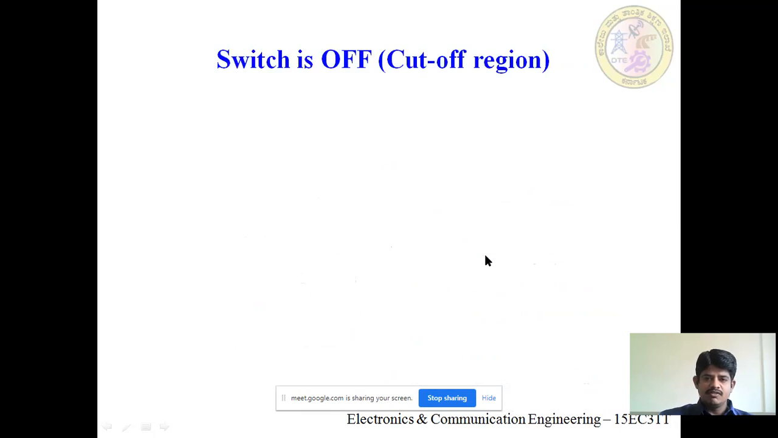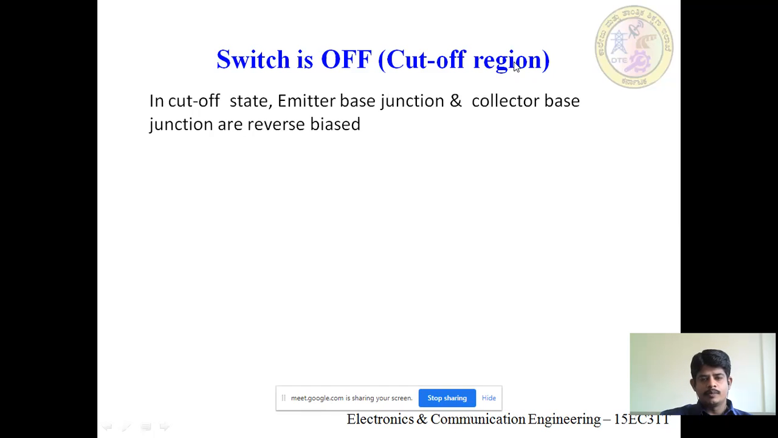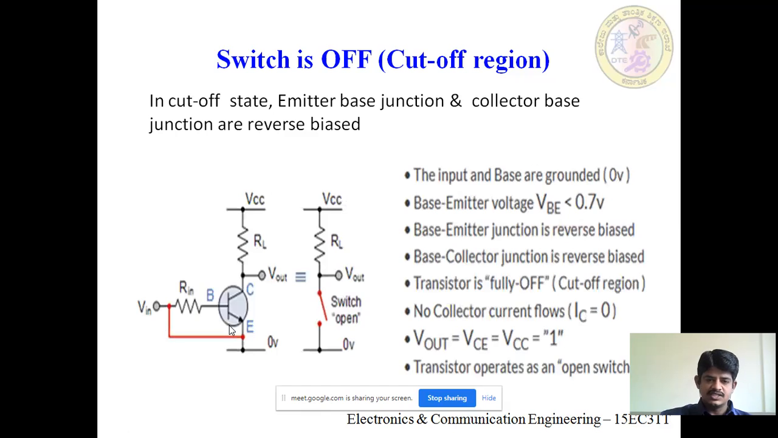Okay. Similarly, we can see how we can use the transistor as an open switch. We can operate the transistor in the cutoff mode or cutoff region, and then I can use it as an open switch. In the cutoff state, the emitter base junction and collector base junction are reverse biased. Okay, you can see this here. The base and emitter are connected to the ground. When this input is grounded, 0, will it be forward biased? No, it will not turn on, and it acts like an open switch.